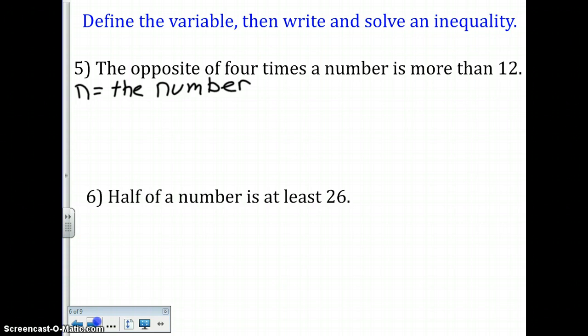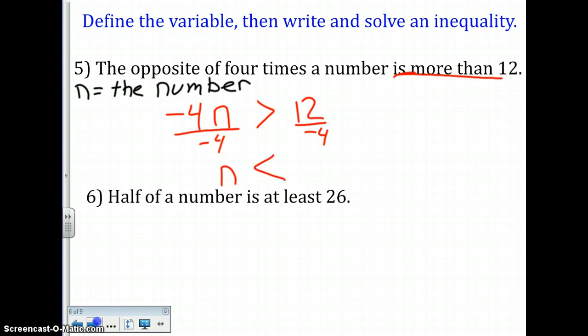The opposite of 4 times a number. Opposite means, in this case, -4 times a number, -4 times n, is more than. Here we see the is, but I need to think about the whole phrase, is more than. In that case, I have a greater than sign, and then we put 12. In this case, it's just solving. We divide by -4, divide by -4. Because we divided by a negative, we need to flip the inequality. 12 divided by -4 is -3. Should look something like that.